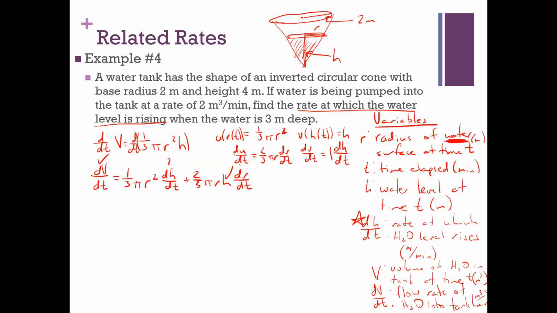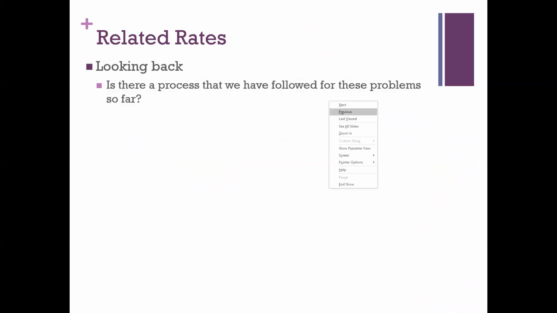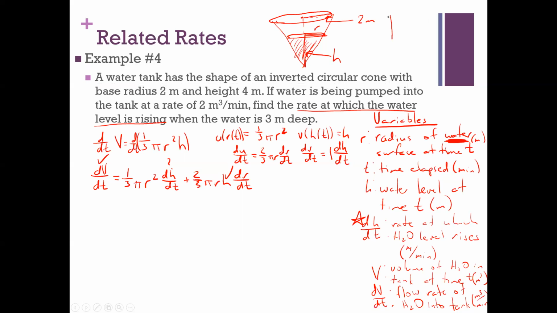All right, so I don't know the radius, but I think I do have enough information to find out what the radius is. Because let's just take a cross section here. If I make a right triangle out of this, what did I say the height was? 4. And the radius is 2.